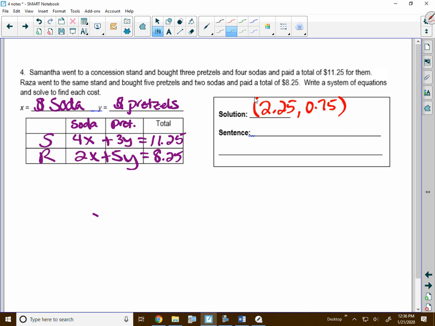Okay, so $2.25 for a soda. So the sodas are $2.25 and pretzels without cheese are 75 cents.